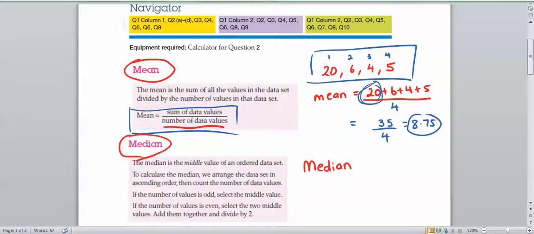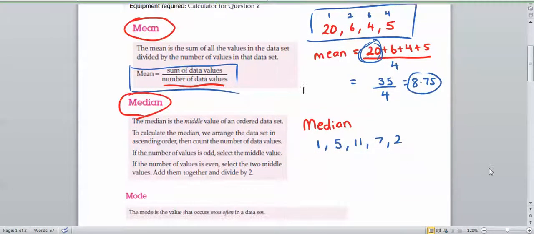So for example, if I have 1, 5, 11, 7, and 2. Well, first of all, we've got to arrange these in ascending order. So it's really important that we do that because we have to find our middle value. Now, if the number of values is odd, you can see here that we have 5 values. So this is an odd number, which means that we use the middle value.